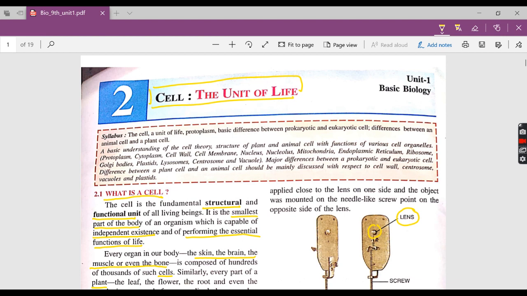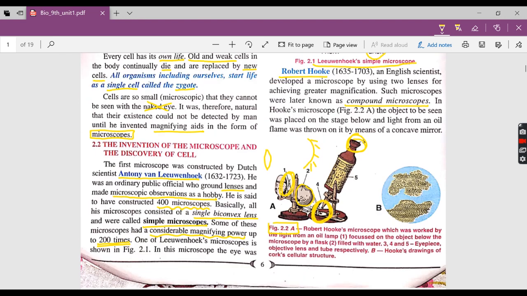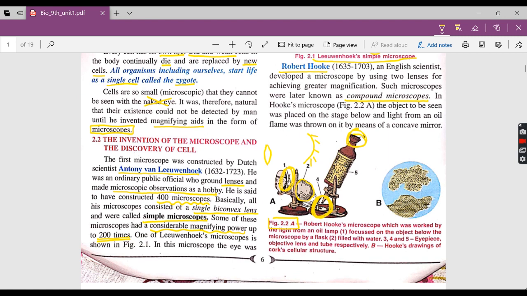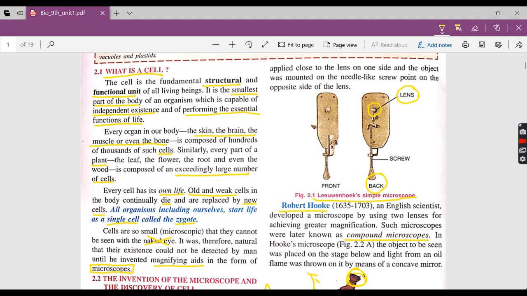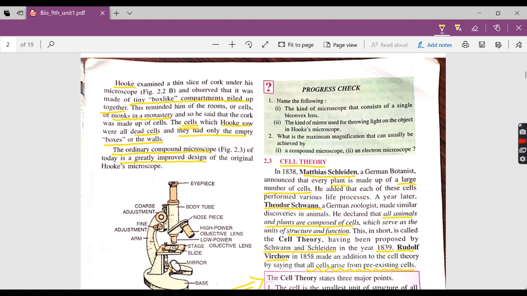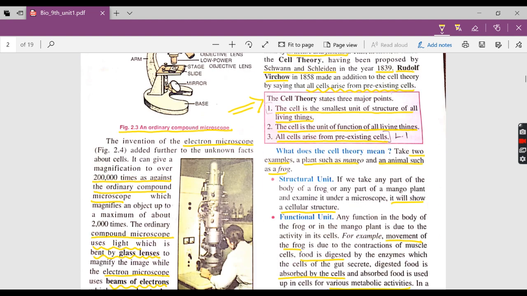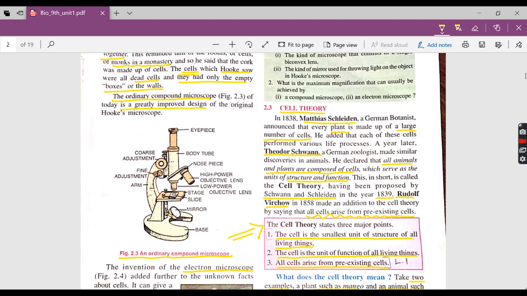First off, we studied what a cell is. A cell is the fundamental structural and functional unit of all living beings, and it is the building block of all living organisms. Next, we studied the invention of the microscope and hence the discovery of the cell. In this, we talked about Antony von Leeuwenhoek, Robert Hooke, the compound microscope given by Hooke and today's compound microscope, and the electron microscope. Next, we studied cell theory given by Matthias Schleiden and Theodor Schwann, and the addition to it by Rudolf Virchow.